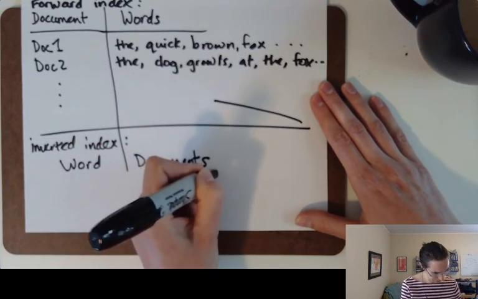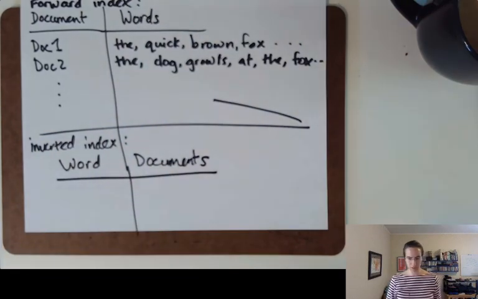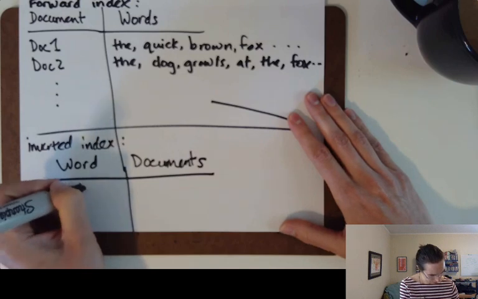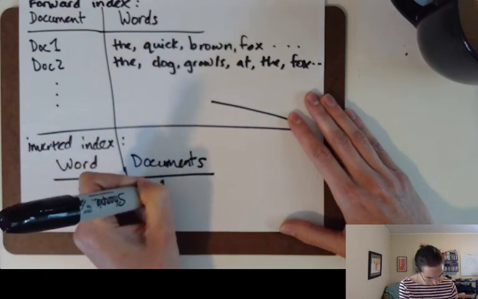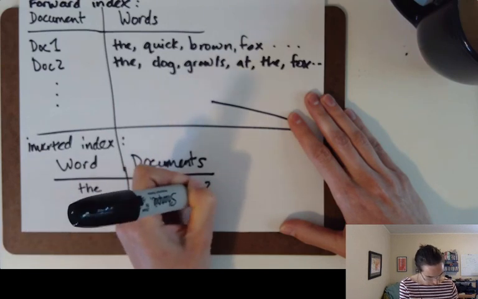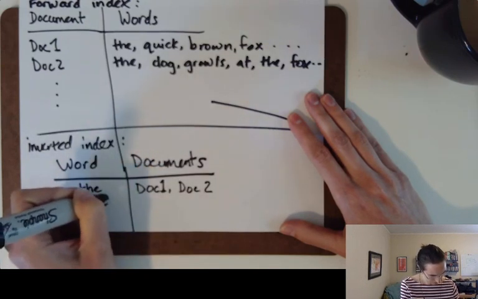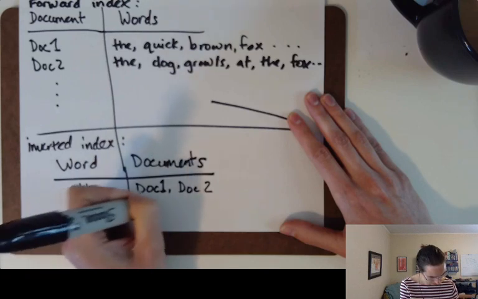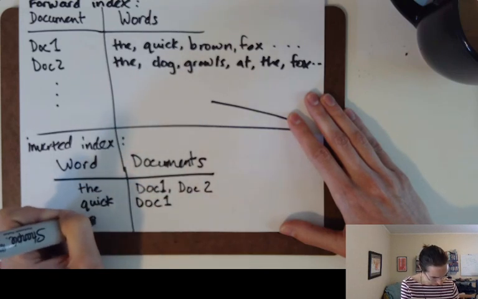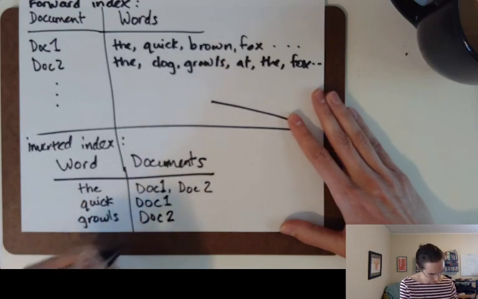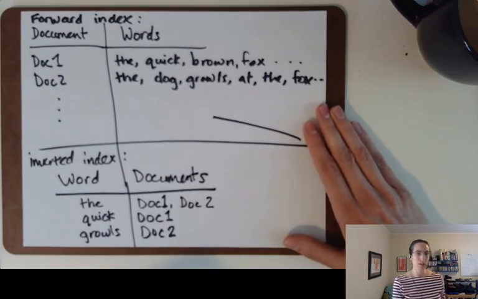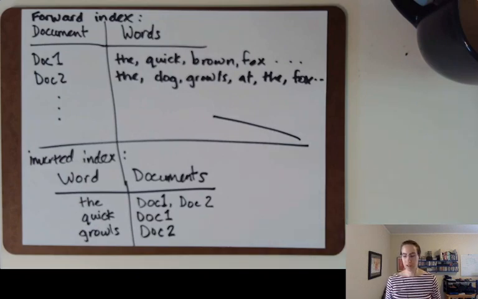And then for every word, the list of documents that it's in. So the word "the" is in both document 1 and document 2. "Quick" is only in document 1. "Growls" is in document 2. And so on. So now we have a data structure that supports fast lookup by word.